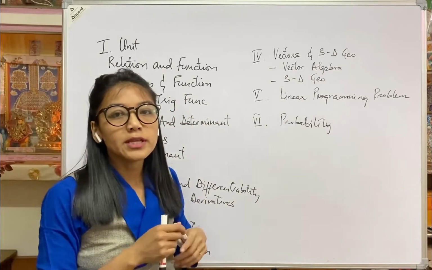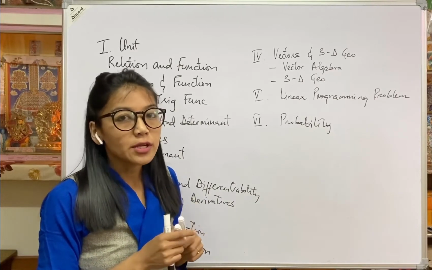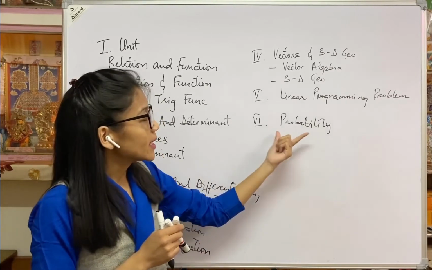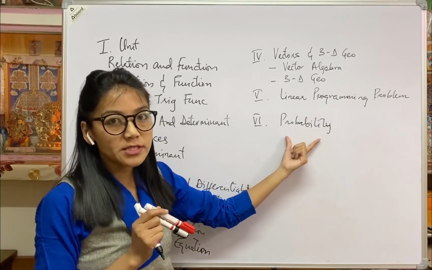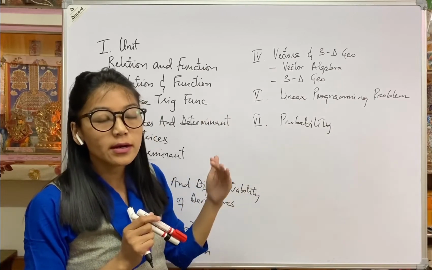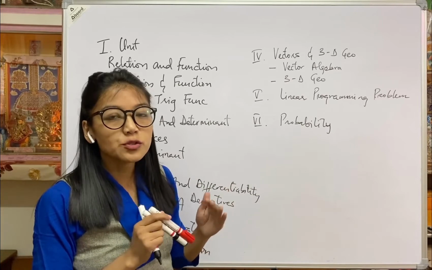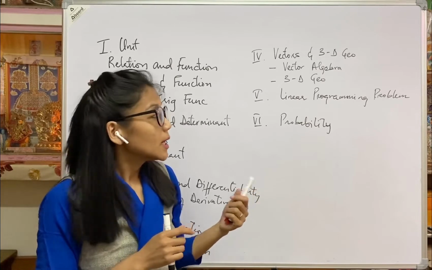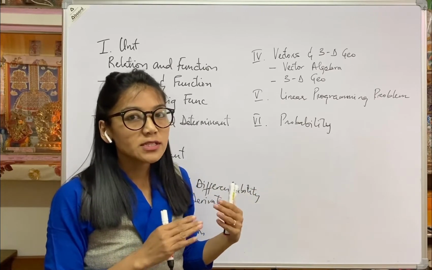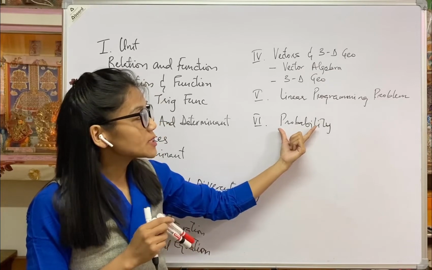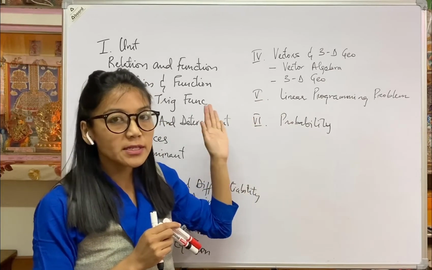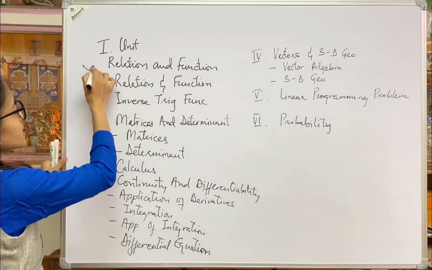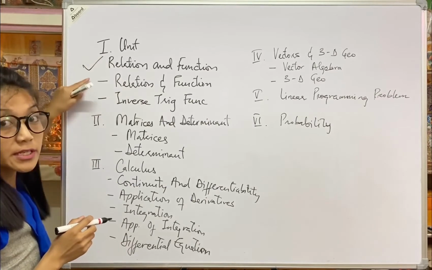Now as per the latest CBSE instruction, they have made some changes in the syllabus, but the changes are very small. They have removed only one small topic from the chapter probability. The rest is the same as till date. If they make further changes in future, I'll keep you updated. Now we have completed the first unit, relation and function.